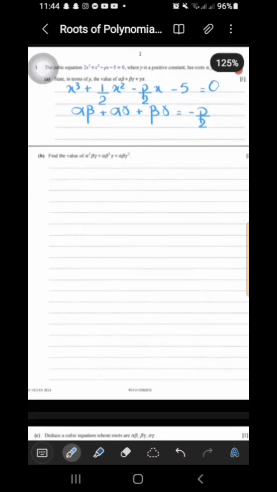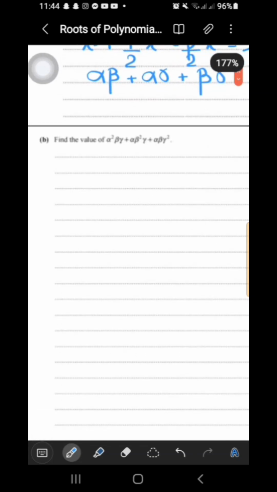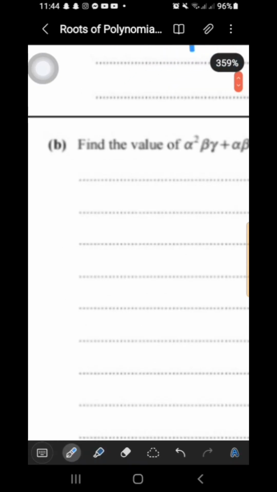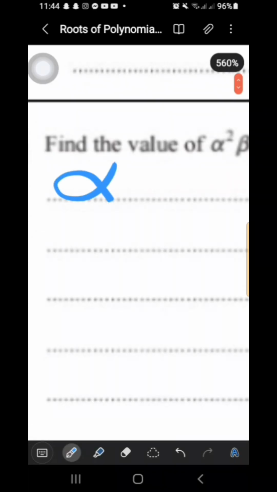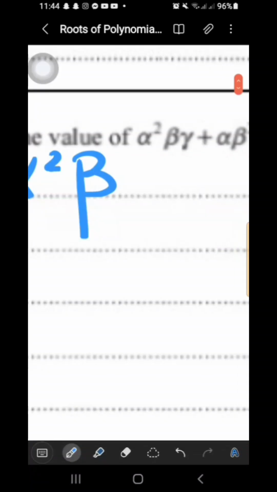Then we will move to the next part, in which it is saying find the value of alpha squared beta gamma plus alpha beta squared gamma plus alpha beta gamma squared. We are going to find its value. So we will apply the algebra here like this. First we are going to copy down this.